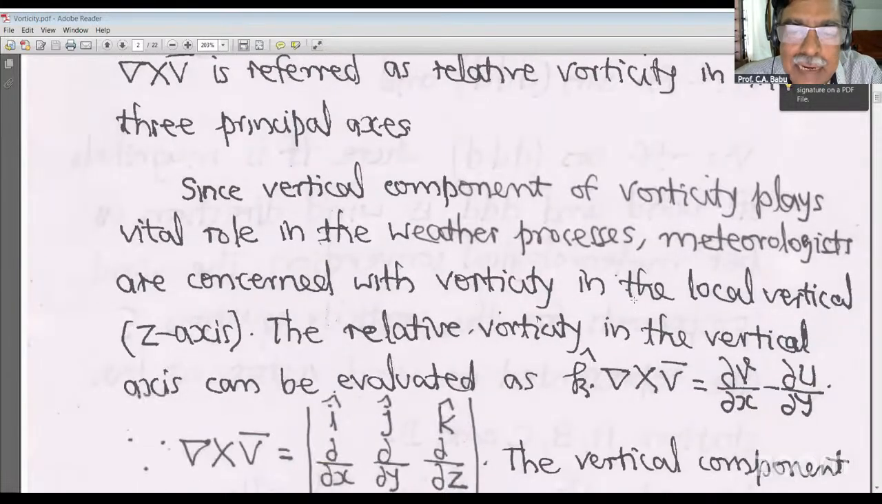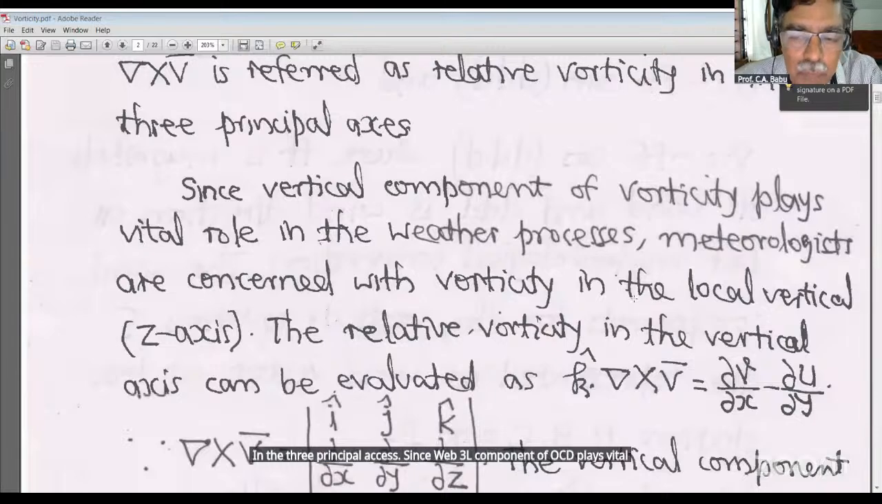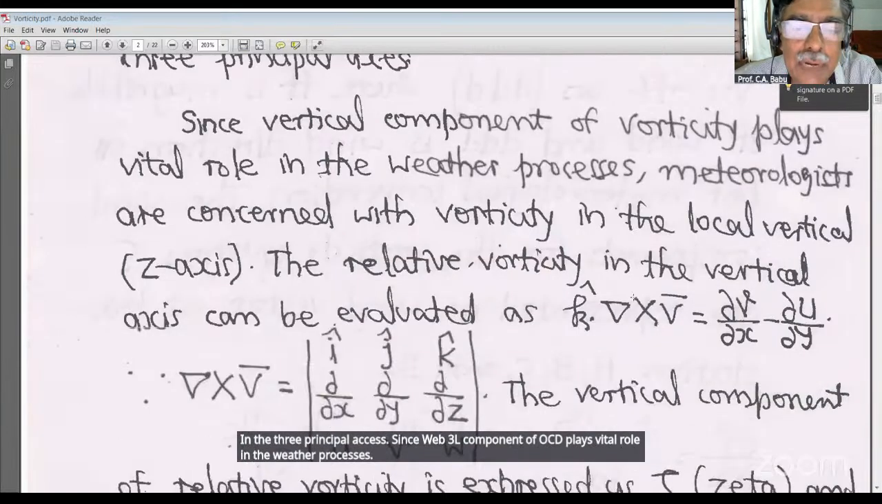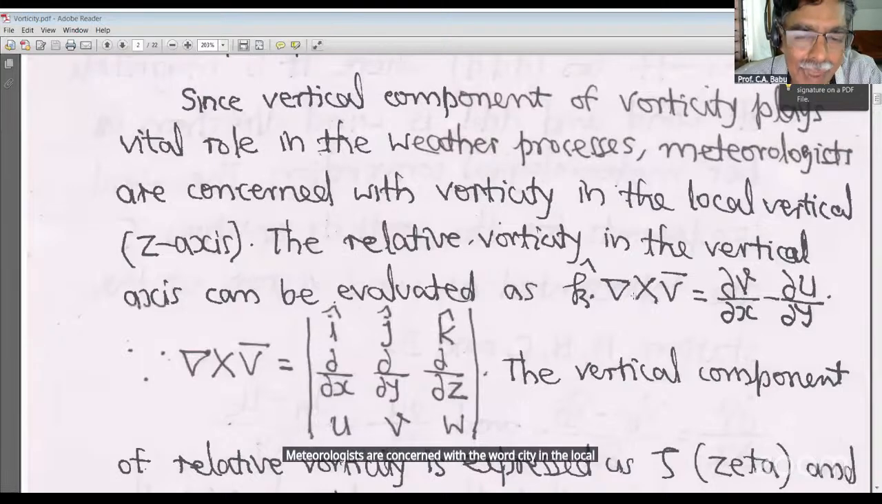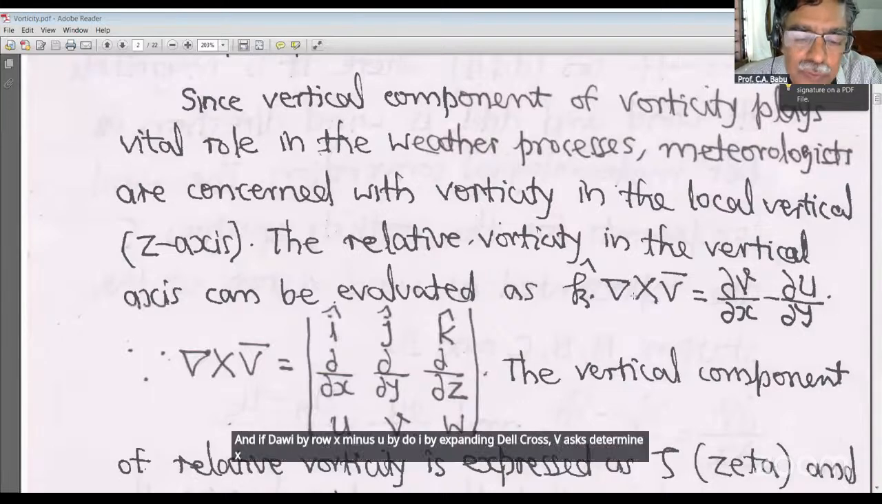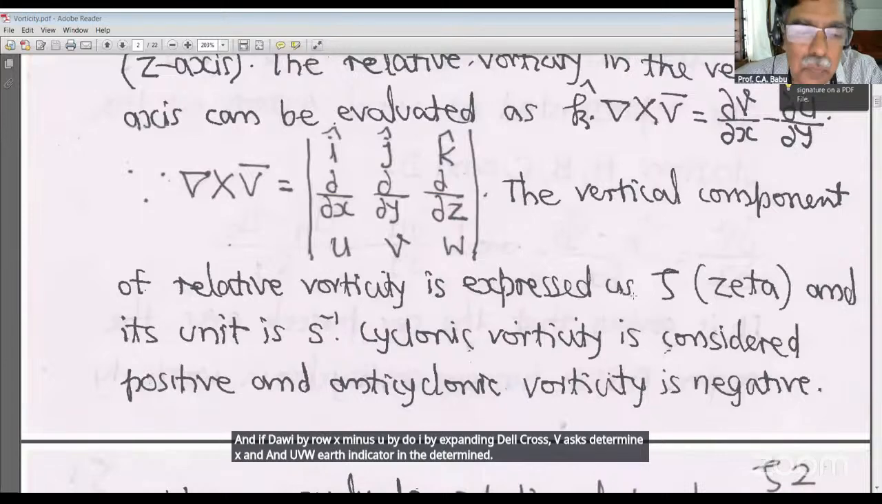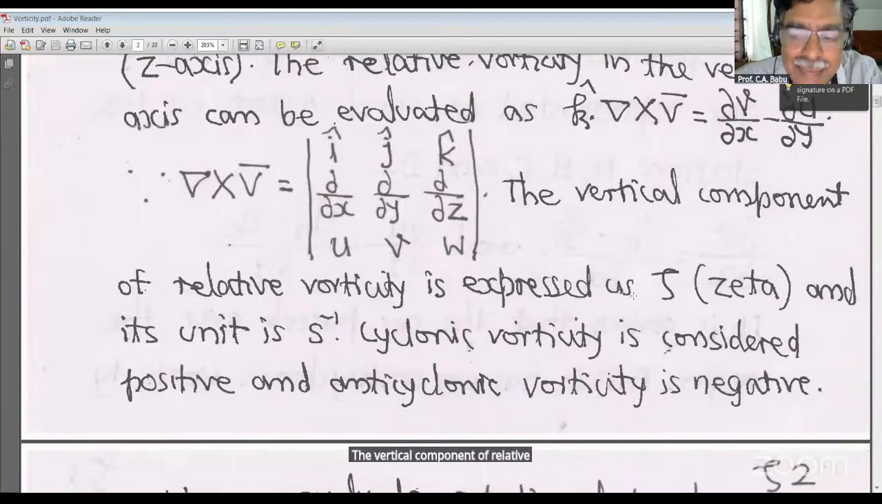Since the vertical component of velocity plays a vital role in weather processes, meteorologists are concerned with velocity in the local vertical, that is, the z-axis. The relative velocity in the vertical axis can be evaluated as the unit vector k dot del cross v, which is ∂v/∂x minus ∂u/∂y, by expanding del cross v as a determinant with i, j, k, ∂/∂x, ∂/∂y, ∂/∂z and u, v, w as indicated in the determinant. The vertical component of relative velocity is expressed as theta, the Greek letter, and its unit is s⁻¹.